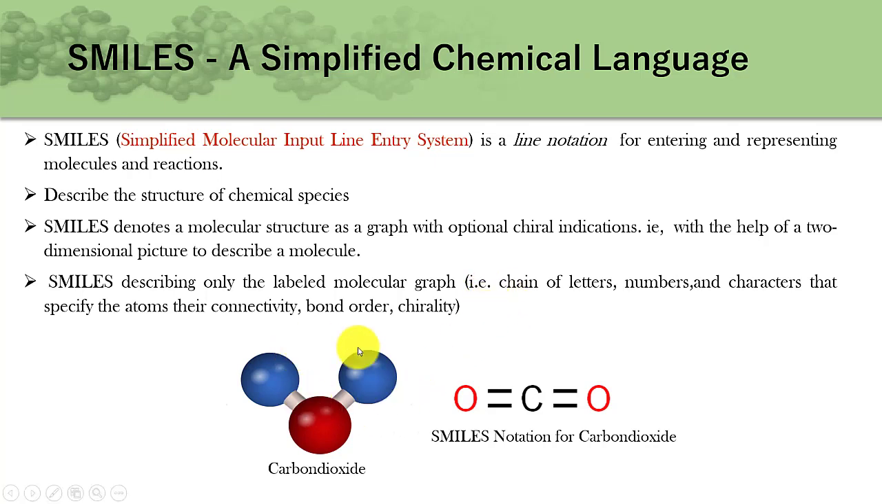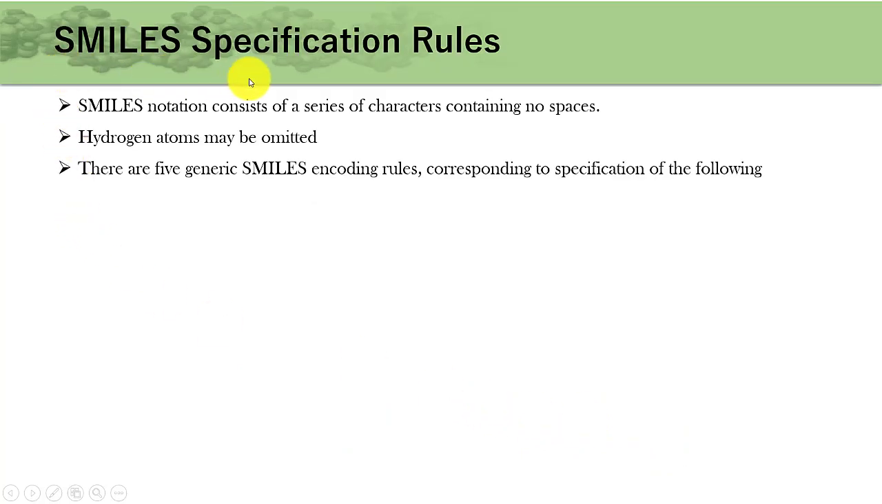Let us see this example. The SMILES notation of carbon dioxide. The structure of CO2 can be simply written as O double bond C double bond O. Here the carbon is connected to each oxygen by a double bond. We'll come to the detail of how this SMILES notation is given. To understand the SMILES notation, we have to understand the SMILES specification rules.